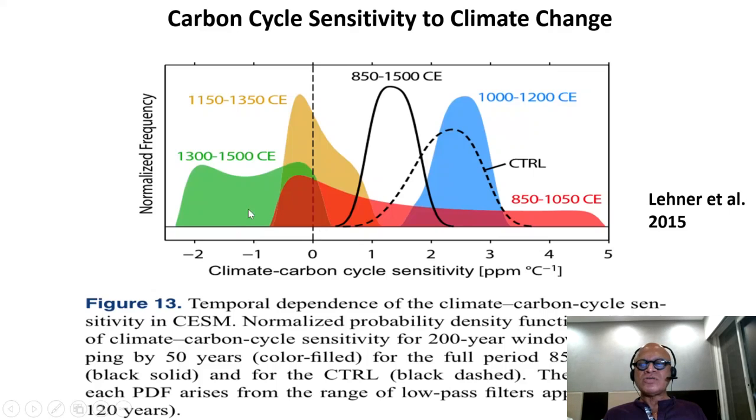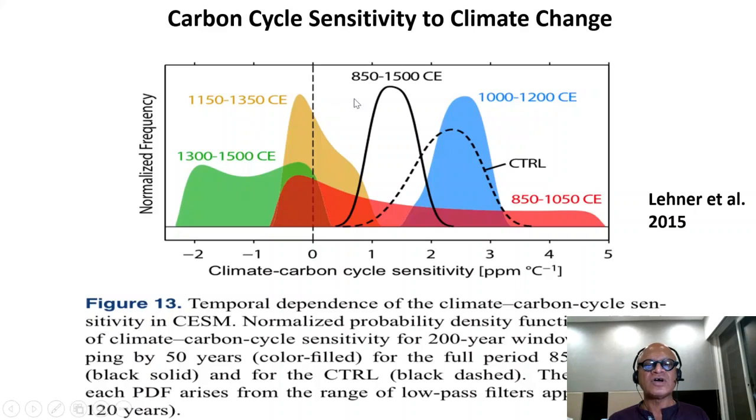So I won't go into the details again, but I definitely want to give you a sense of the range of the carbon cycle sensitivity over different periods. So you can see the ranges of climate carbon cycle sensitivity in terms of ppm per degree C warming. So if you warm 1 degree centigrade, how much additional CO2 would be released into the atmosphere, or fluxing in and out of the atmosphere, ocean, and land, and so on.